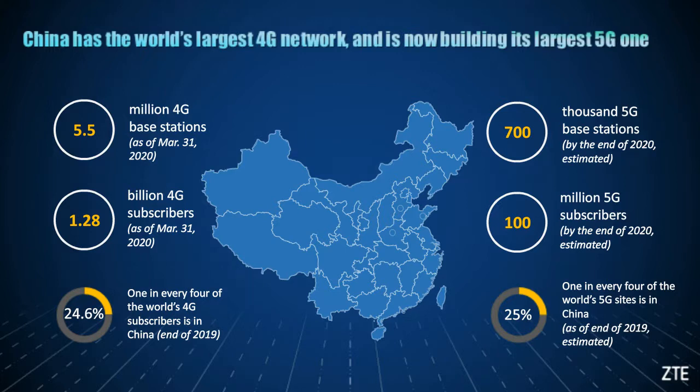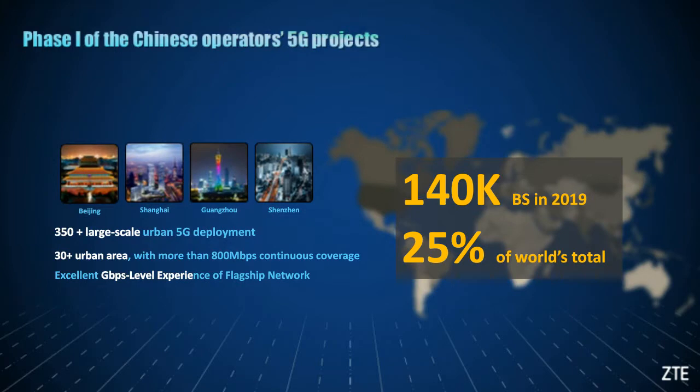Actually, the phase 1 of the 5G project in China began last year. The phase 1 covered the whole of last year, and it focused on non-standalone. It provides some 5G eMBB features to the consumer. So you can see about 140K base stations deployed, and it's about a quarter of the world total.